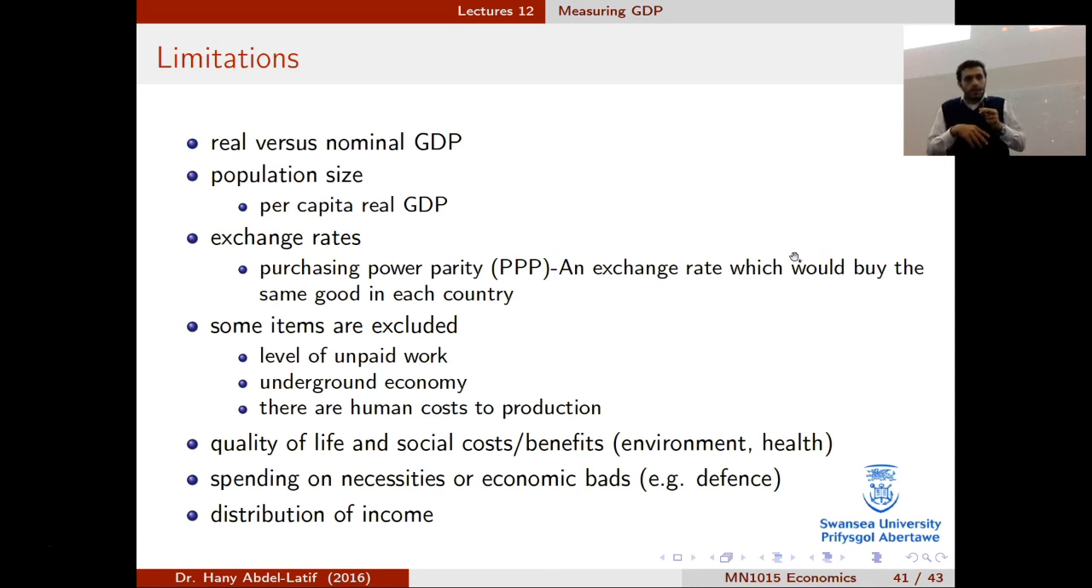Also, GDP doesn't reflect the quality of life. It also doesn't reflect the distribution of income. We could have high GDP, or the GDP is growing, but at the end of the day, only a few people enjoy this. So let's say this is the economy, and we have £1,000. My share of this £1,000 is 800, and your share is 200. So in total, yes, we have the 1,000, but the distribution of this income among us is not reflected by the GDP. So this is one of the other limitations of GDP. These are the limitations of GDP.